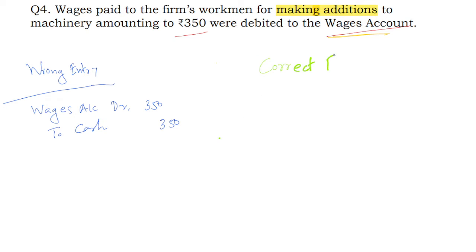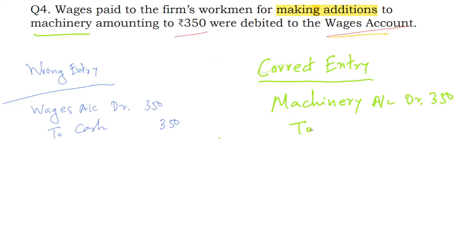The correct entry should be, for the additions in the machinery account, machinery account debit 350 to cash. This is the correct entry. Now, what is the rectification entry?